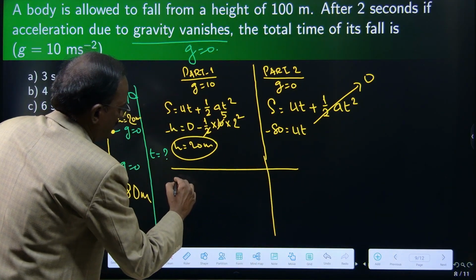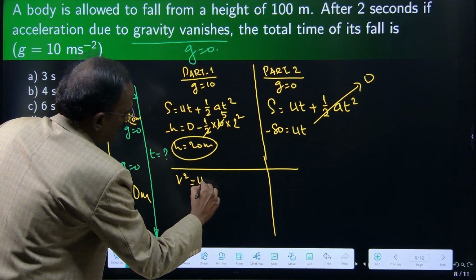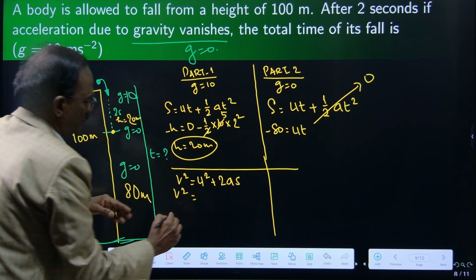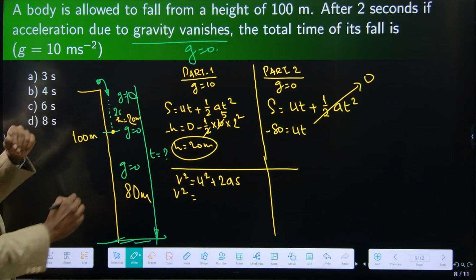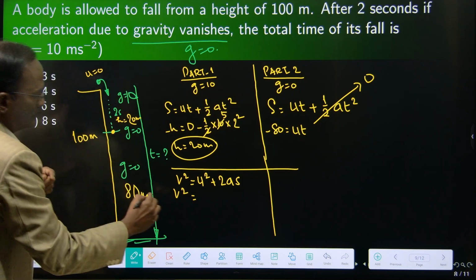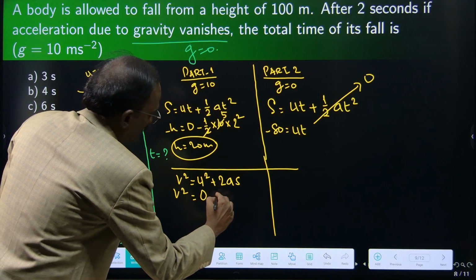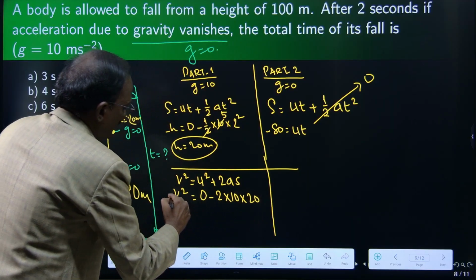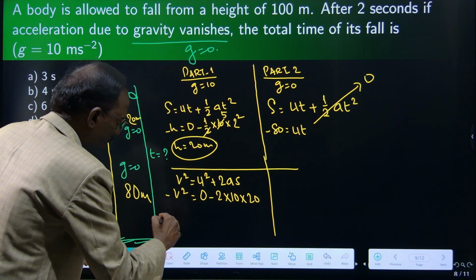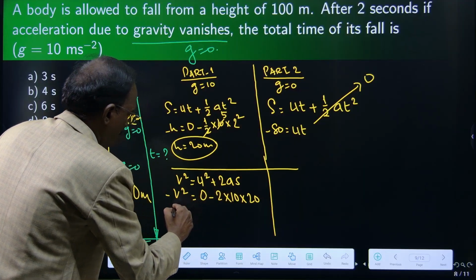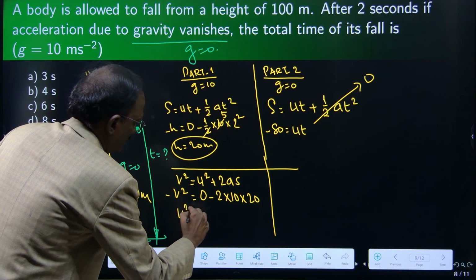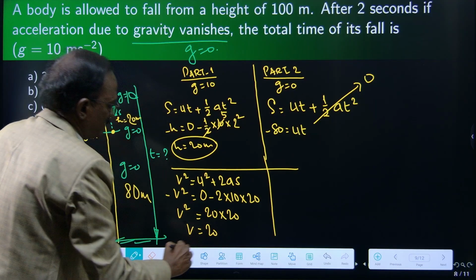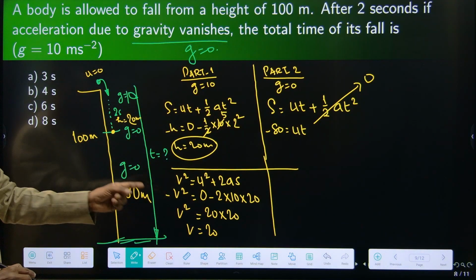Part 1, final value: v square is equal to u square plus 2as. v square is equal to, for part 1, this u is equal to 0 here. This is minus 2 into 10 into 20. This is also minus. So v square is equal to 20 into 20. v is equal to 20.